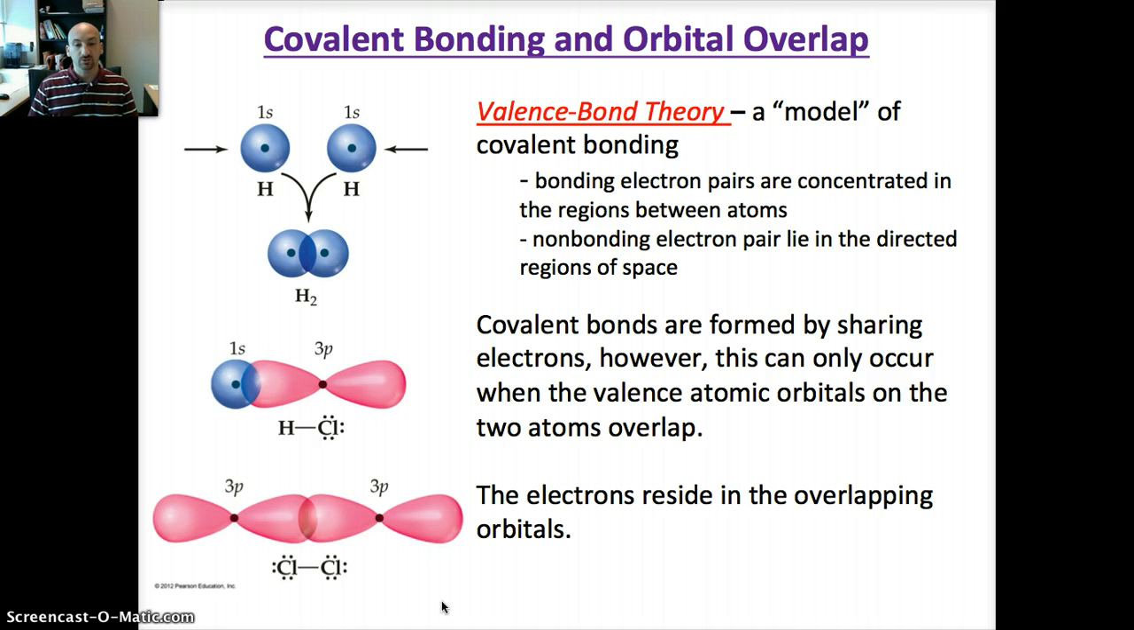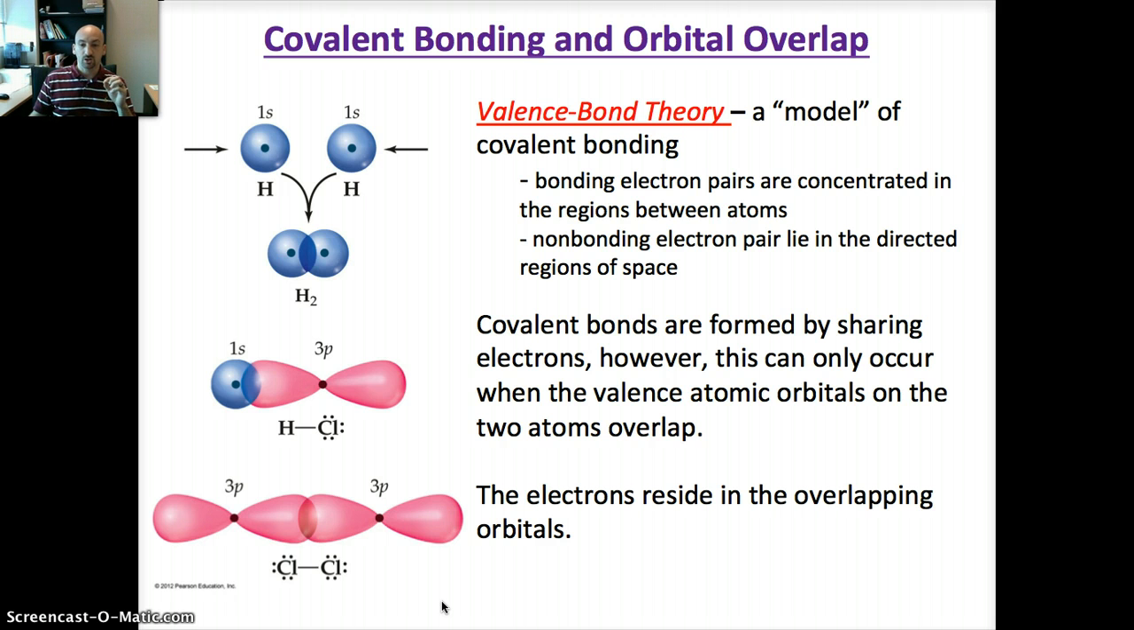Now we can first start talking about valence bond theory as a model of covalent bonding. But what do we mean by model? Well, the VSEPR model does not explain why bonds exist between atoms, but just provides a simple means for predicting the molecular geometries.